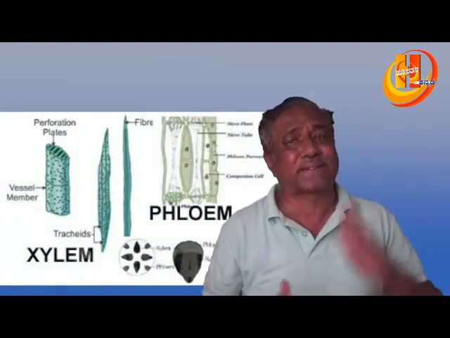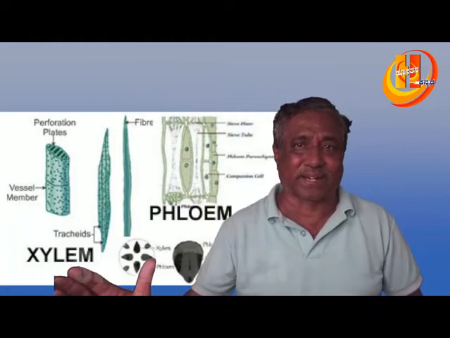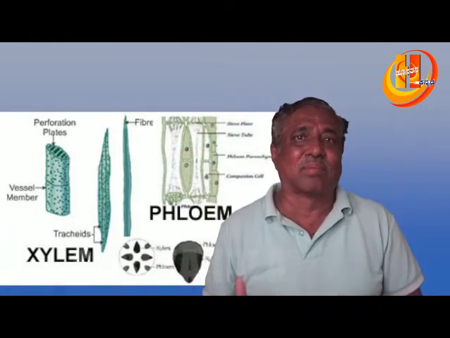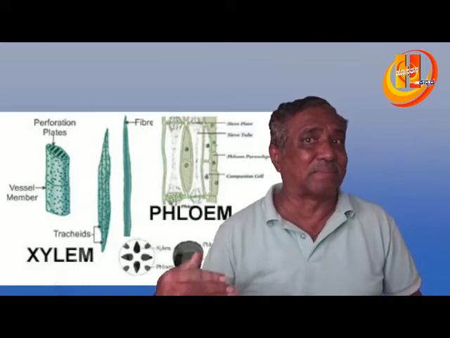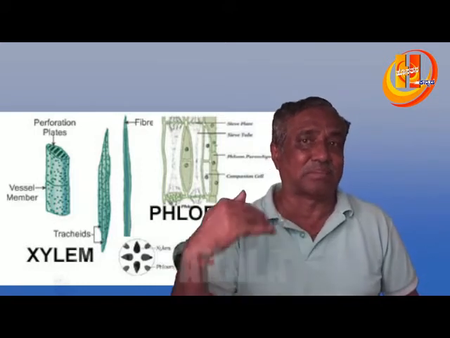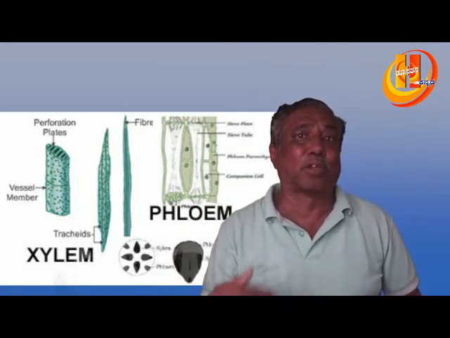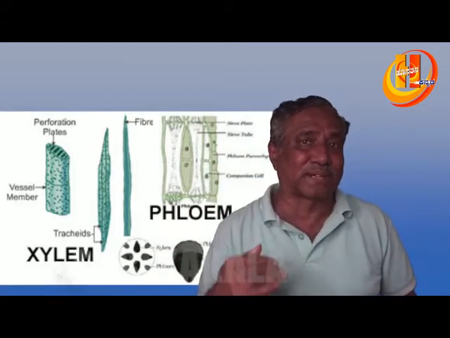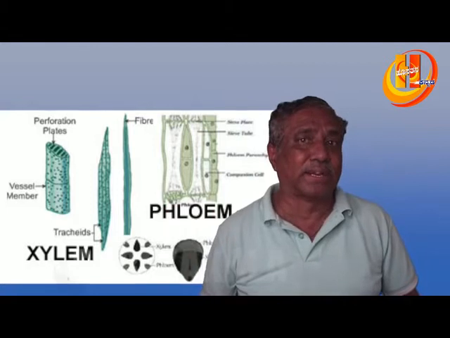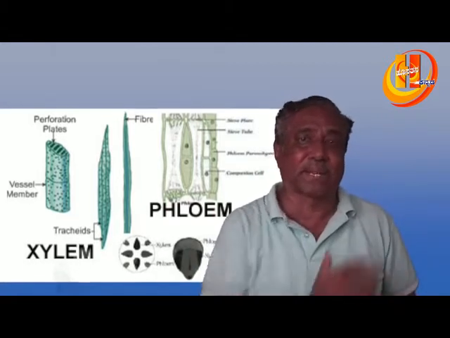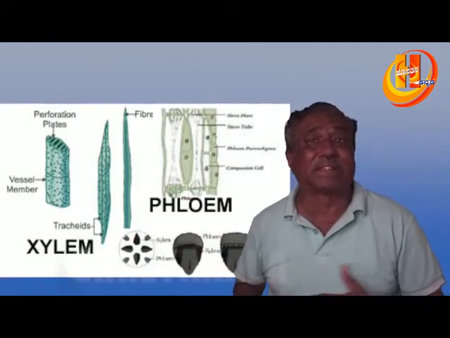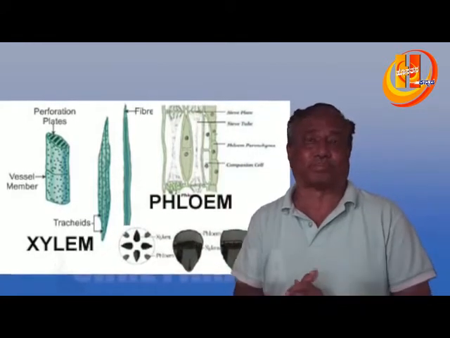Complex permanent tissues are xylem and phloem. Xylem is water conducting tissue present in vascular plants, and the xylem consists of primary xylem and secondary xylem. Primary xylem consists of protoxylem and metaxylem. If the protoxylem is facing towards the pith portion, it is called endarch, present in stems. If the protoxylem is facing towards the periphery, it is called exarch, and that is present in roots.